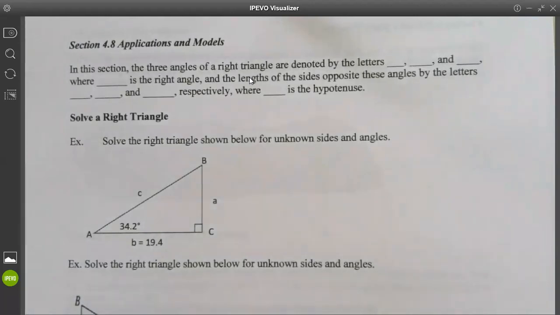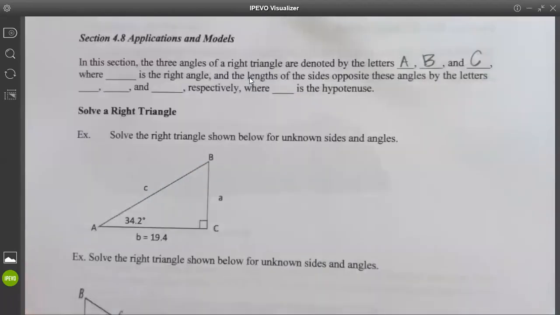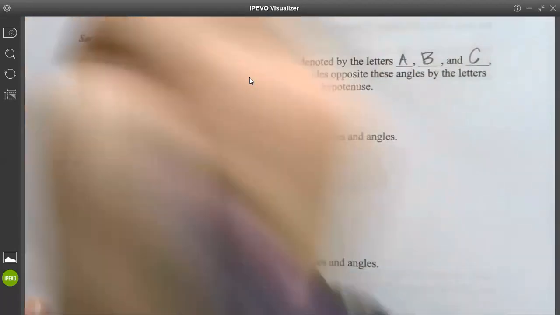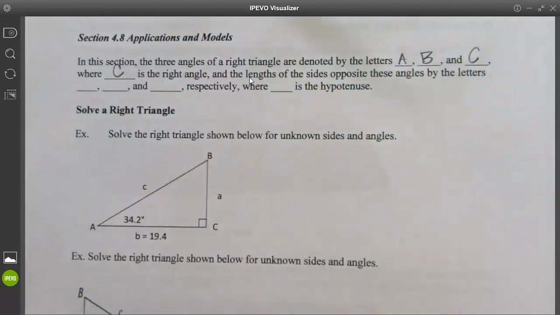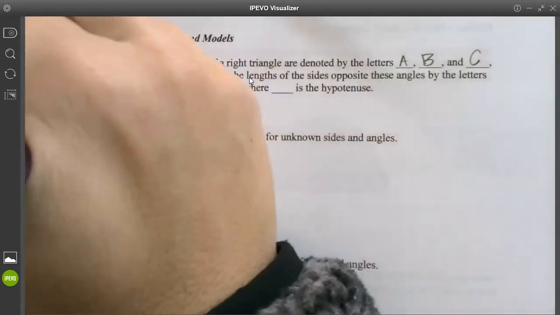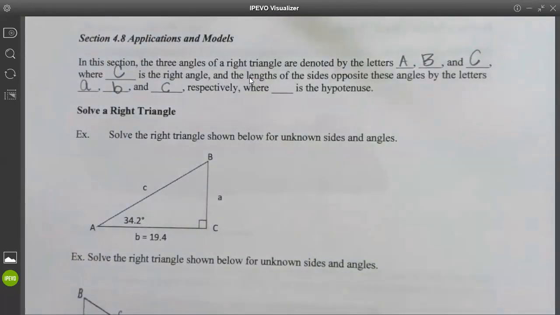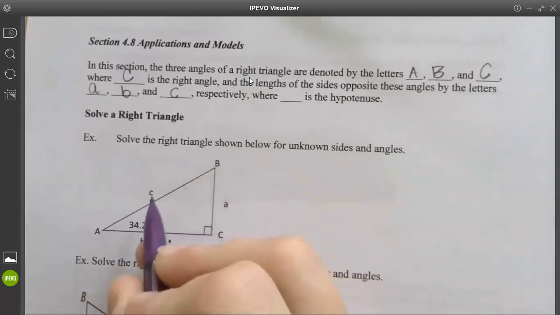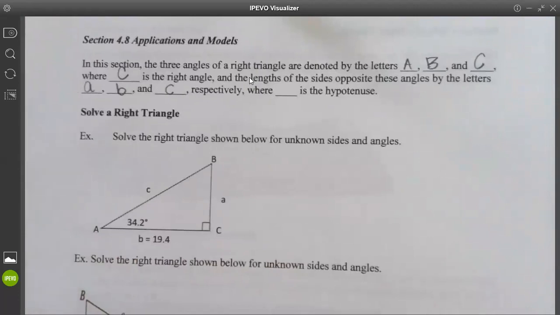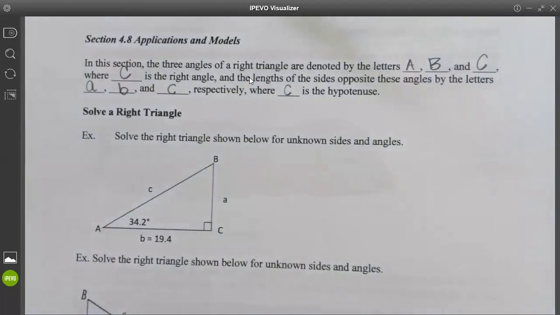All right. In this section, the three angles of a right triangle are denoted by A, B, and C. So big A, big B, and C, where C is the right angle. If you look at the example down here, you can see that the angles are labeled like that. And the lengths of the sides opposite these angles are represented by the letters little a, little b, and little c. So little a is across from big A, or opposite of big A. Same thing with b, and then little c, where c is the hypotenuse. Solve the triangle shown below for the unknown sides and angles.